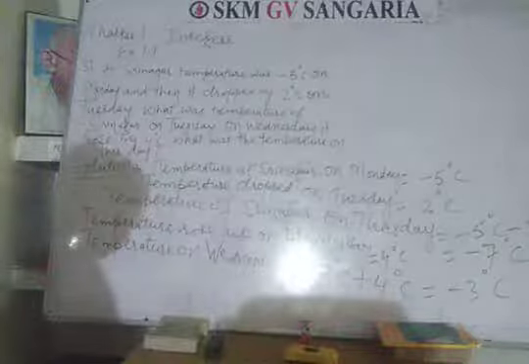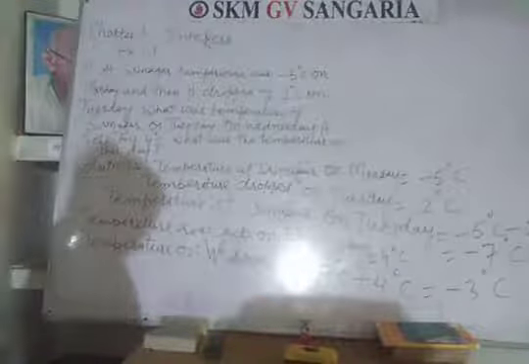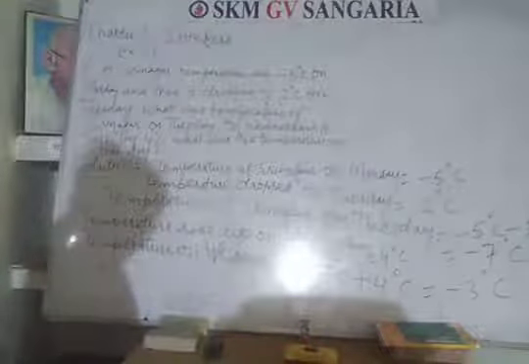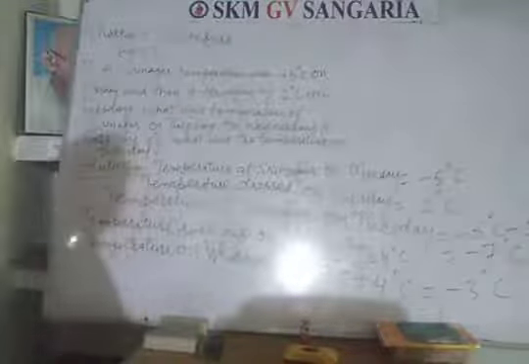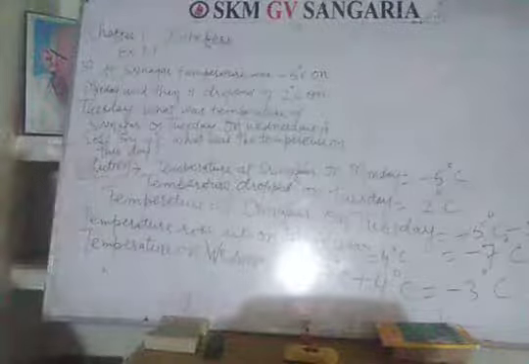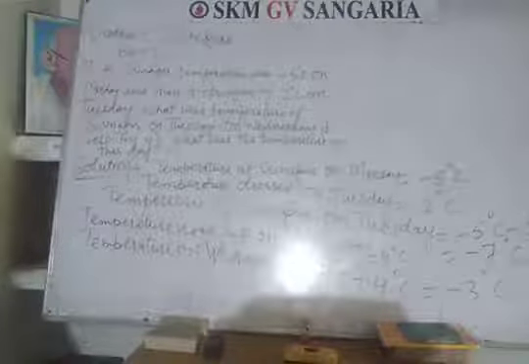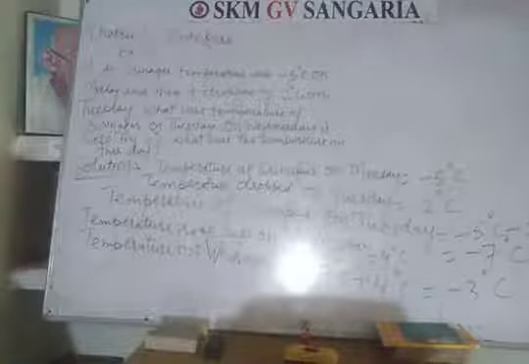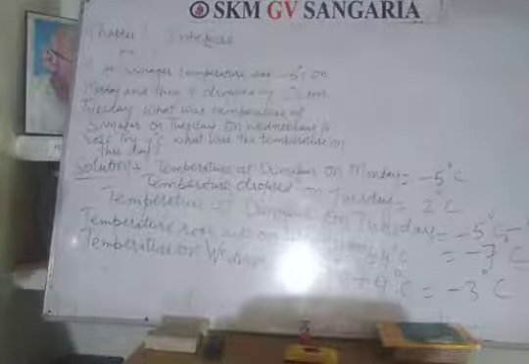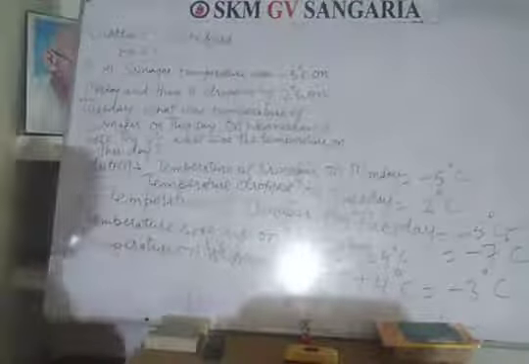A plane is flying at the height of 5000 meters above the sea level. At a particular point, it is exactly above a submarine floating 1200 meters below the sea level. What is the vertical distance between them? First of all, read this question, question number 4, very carefully. Here you are given the height of the plane above sea level.